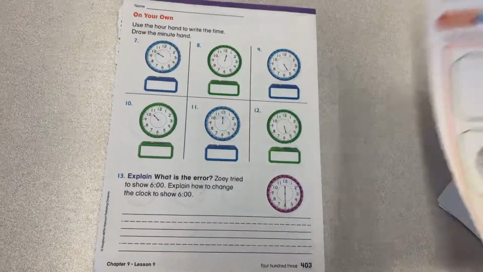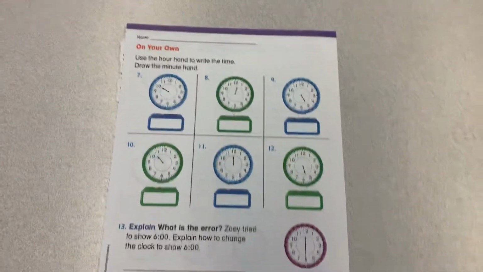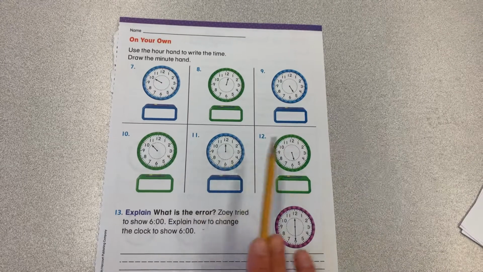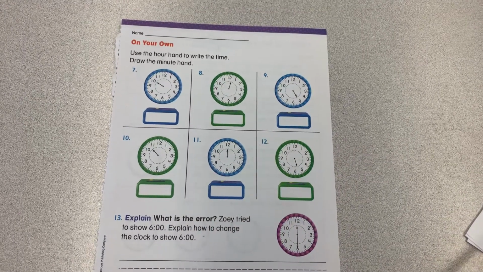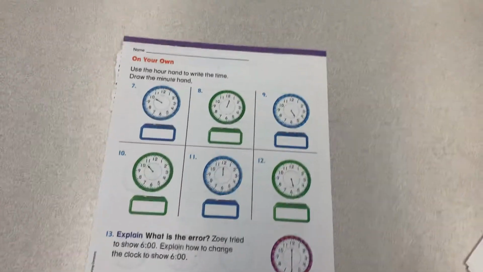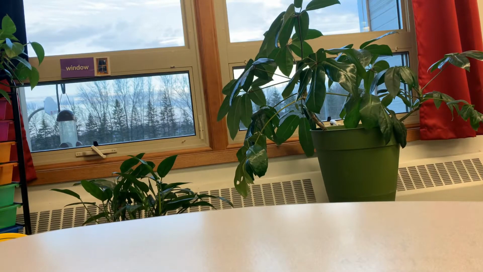All right, let's move on to page 403. This is on your own. I want you to do 7, 8, 9, 10, 11, and 12 on your own. I'm going to do it also, and then we'll check our work. So I'm going to give you a nice little view of my window today with all my beautiful plants while I do the work also.